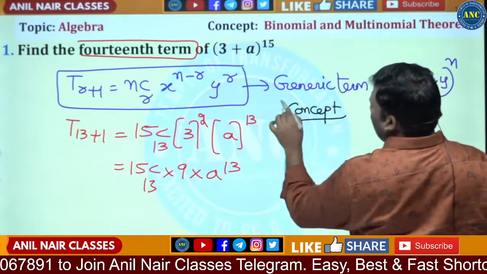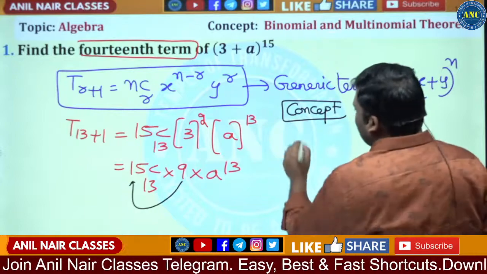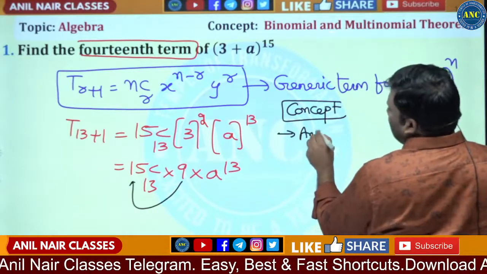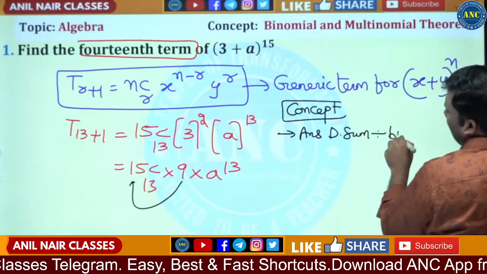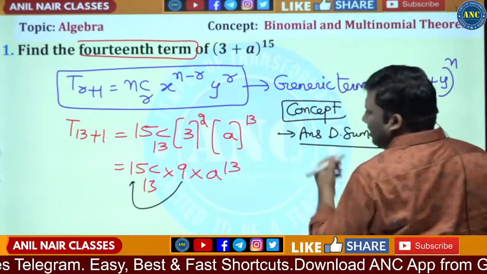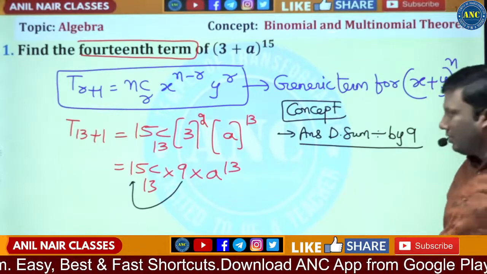9 into any number. Answer digital sum should be 9. Answer digital sum should be divisible by 9.